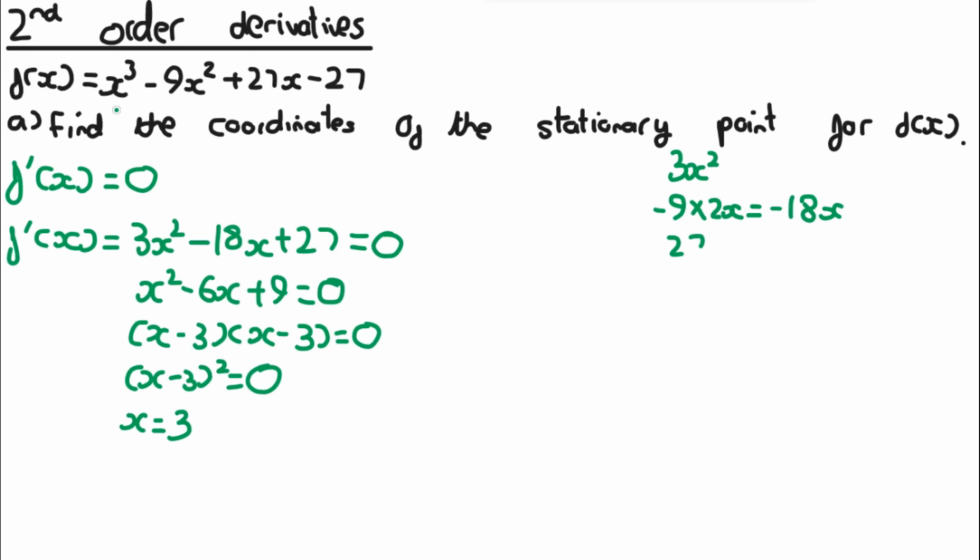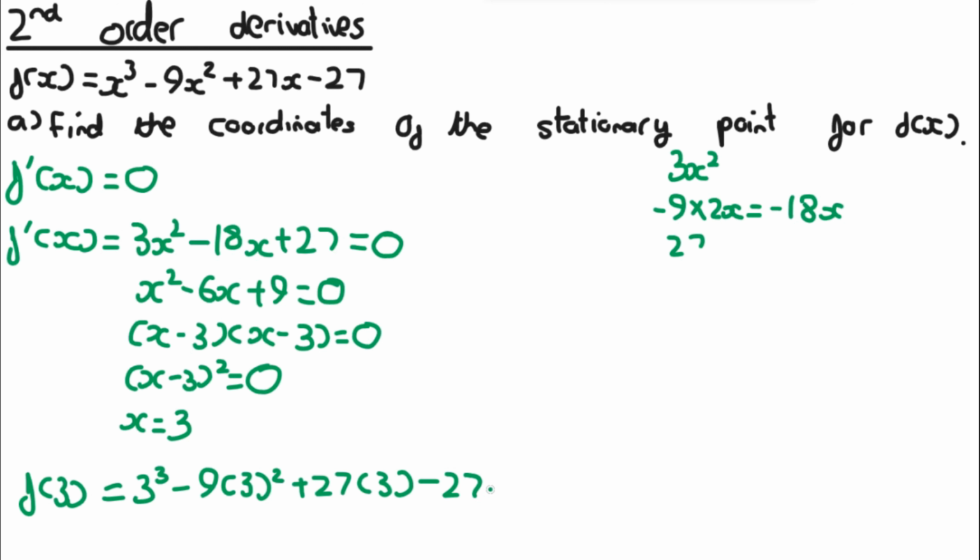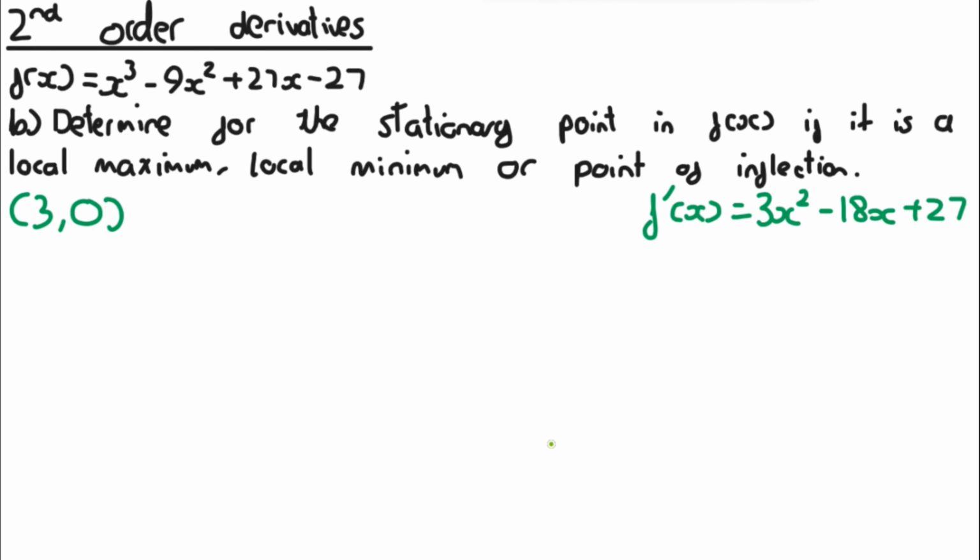And therefore, all we just need to do from here is sub this into the formula in order to get the y coordinate. So f of 3 is equal to 3 cubed minus 9 times 3 squared plus 27 times 3 minus 27, and if you put this into a calculator, this is actually equal to 0. So the coordinates of the stationary point are (3, 0). So for part B, we need to determine if it's a local maximum, a local minimum, or a point of inflection.